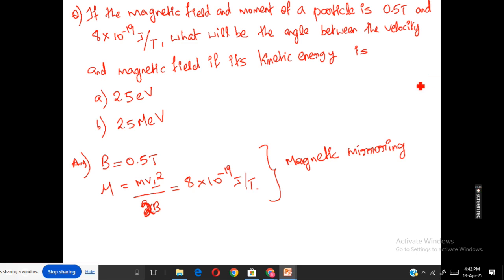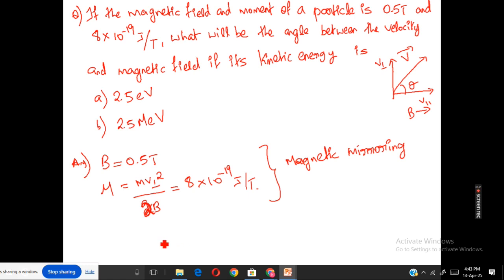Here it is given the angle between the velocity and the magnetic field, and the kinetic energy is 2.5 electron volt and 2.5 mega electron volt. So this is the direction of B, this is B parallel, and this is the actual direction of B. This is B parallel and there will be B perpendicular as well. This is theta. We have to find theta basically. The kinetic energy is 2.5 electron volt and 2.5 mega electron volt. So mu is given, B is equal to 0.5 Tesla.